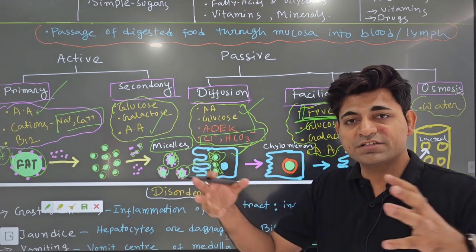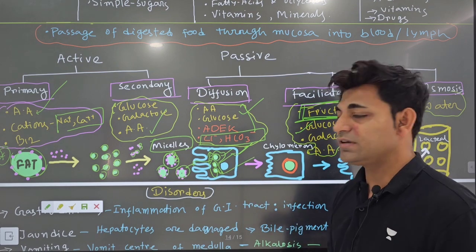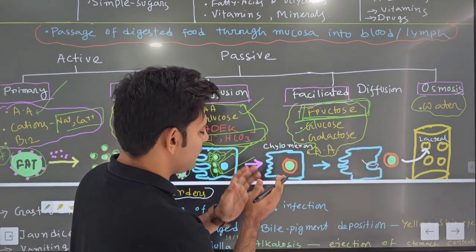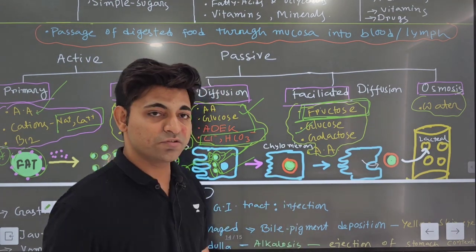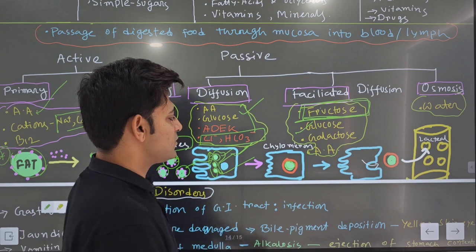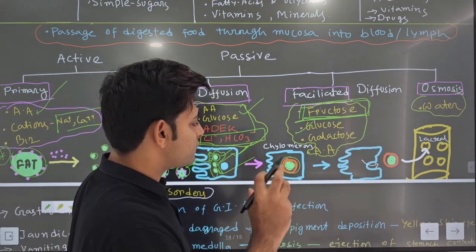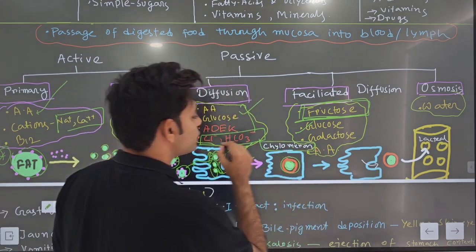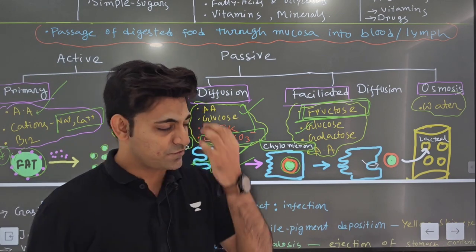Again, the Golgi will start reassembling these fatty acids, and inside the Golgi they will form triglyceride. Again, large fat globules will be formed, and this time these are coated by protein. These protein-coated large triglyceride fat globules are called chylomicrons. Chylomicrons are produced by the Golgi complex of the cell.